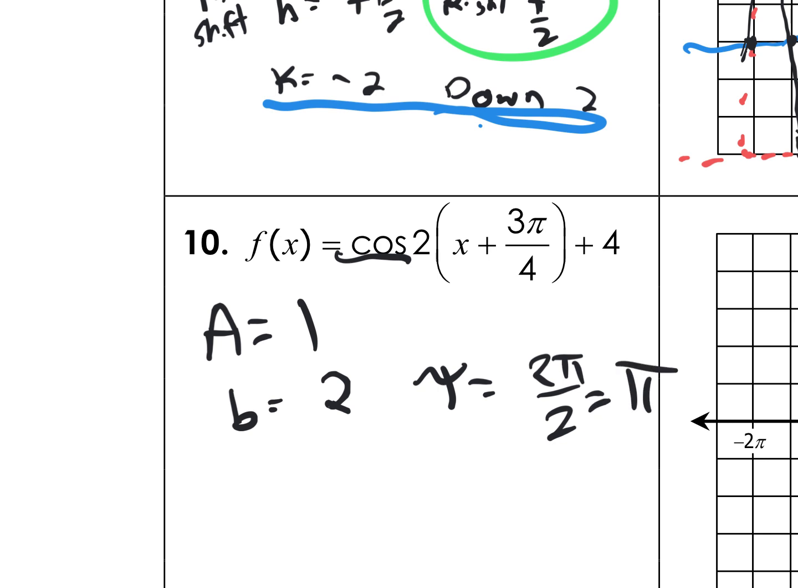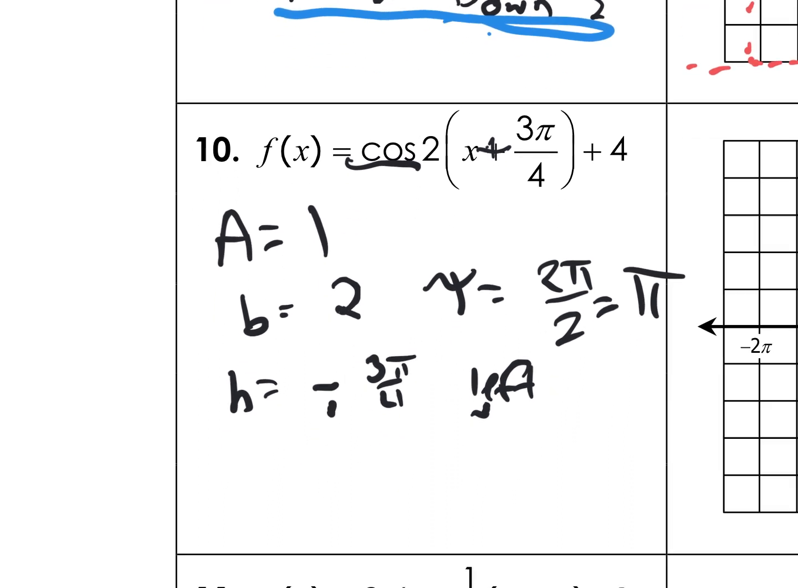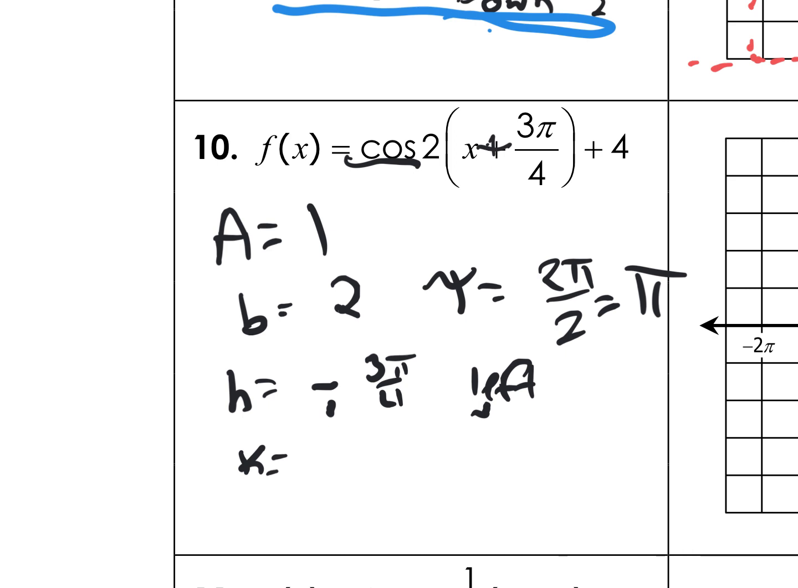Nice job. What's my phase shift, my H? Positive or negative? Negative 3 pi over 4, which means I'm going to the left. Notice there's a plus sign. I go left because H is really negative. What's my K? Which means up 4 for the midline.